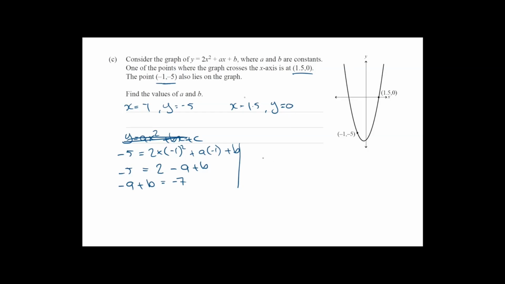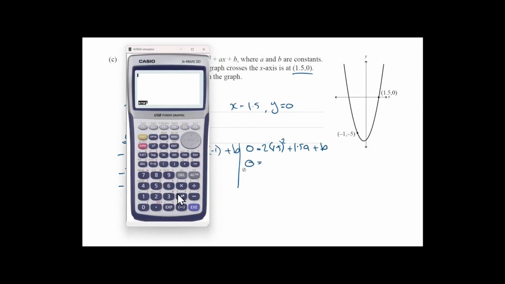And let's do the same for this 1.5 business. So 0 is going to be equal to 2 times 1.5 squared plus 1.5a plus b. So 0 is going to be equal to 2, so 1.5 squared is 2.25.